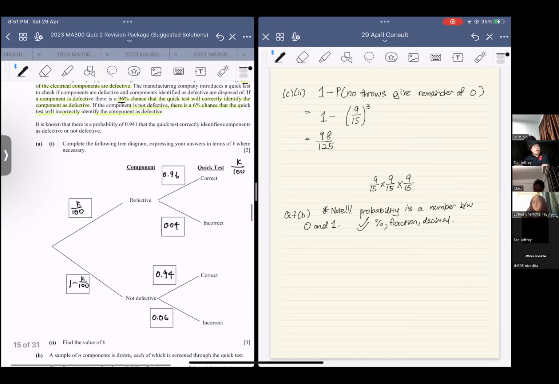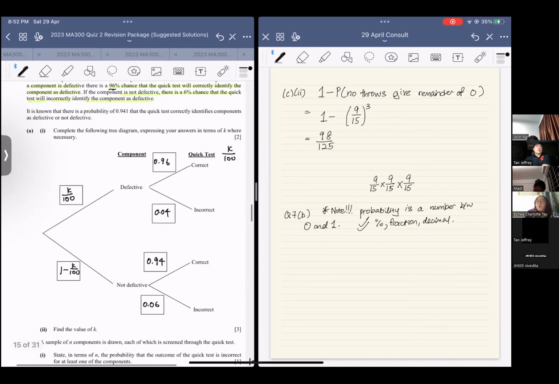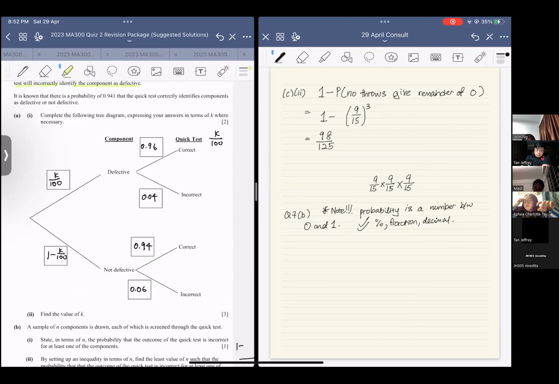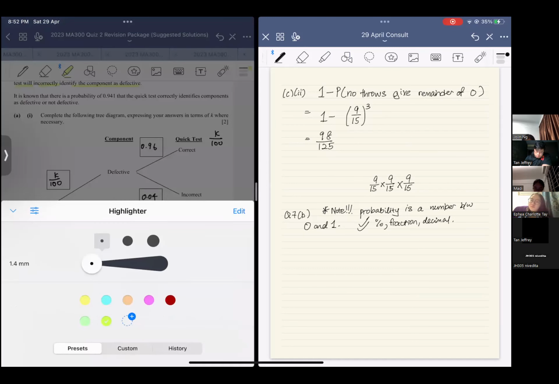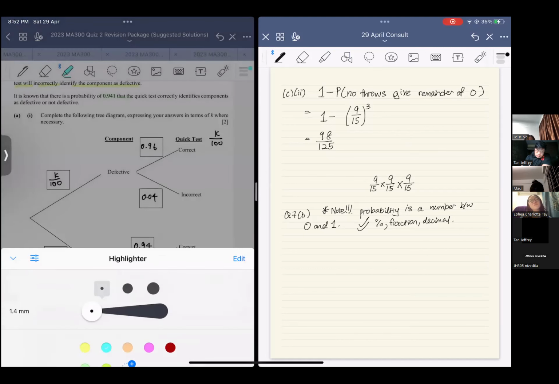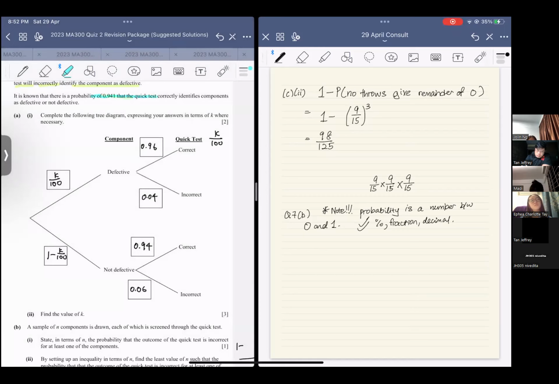So with this, we need to find out the value of K. So how do we find the K? The key information is actually over here. Just like a comprehension, we always try our best to read everything so that we use the information given. The information is actually over here. There is a 0.941 chance that the quick test correctly identifies components as defective or not defective. So this means that the chance of the test being correct means it's fulfilling its purpose, right? Defective, not defective.